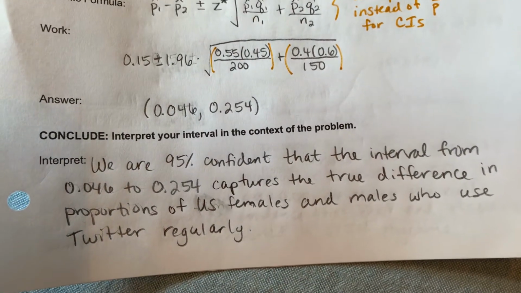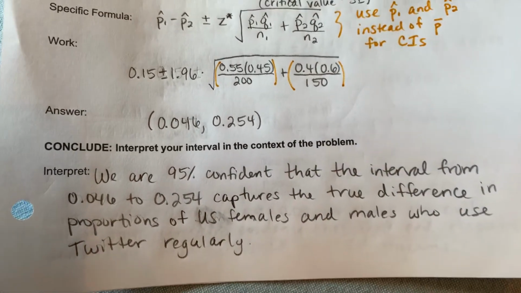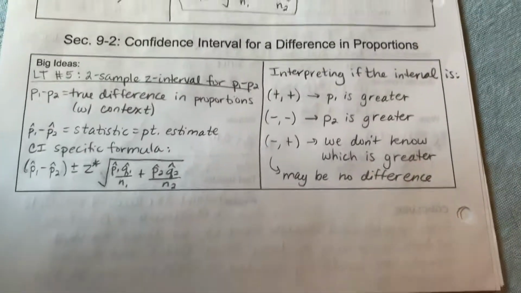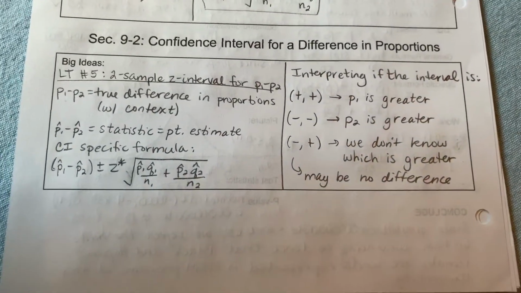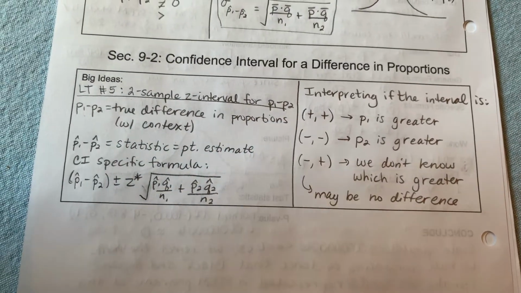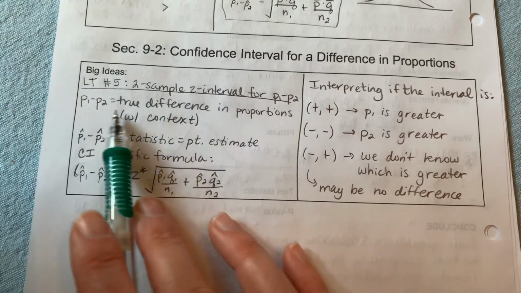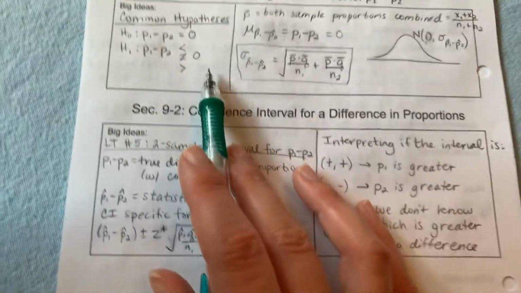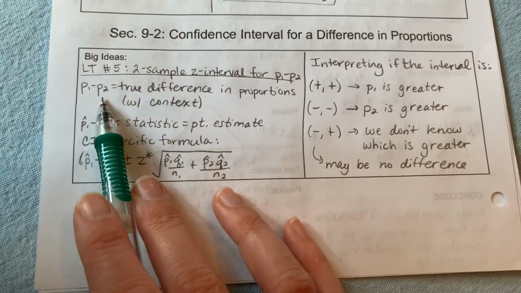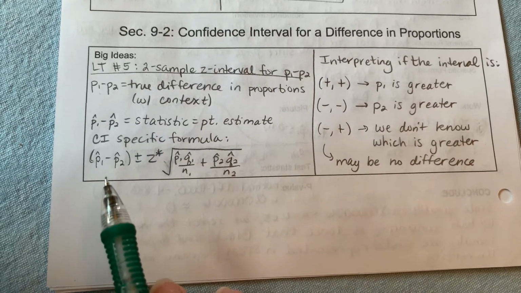So since we only have just a little bit more to go over, I'm going to go ahead and reference the big ideas that we would fill in on the previous page. So here we go. Learning target number 5 is about constructing confidence intervals. So our new name is a 2-sample Z interval for P1 minus P2. That's for confidence intervals. Again, I'm helping you define the parameter. This part is actually true for hypothesis tests as well. I just didn't want to write it down twice. So P1 minus P2, again, is that true difference in proportions, and you have to put the context.